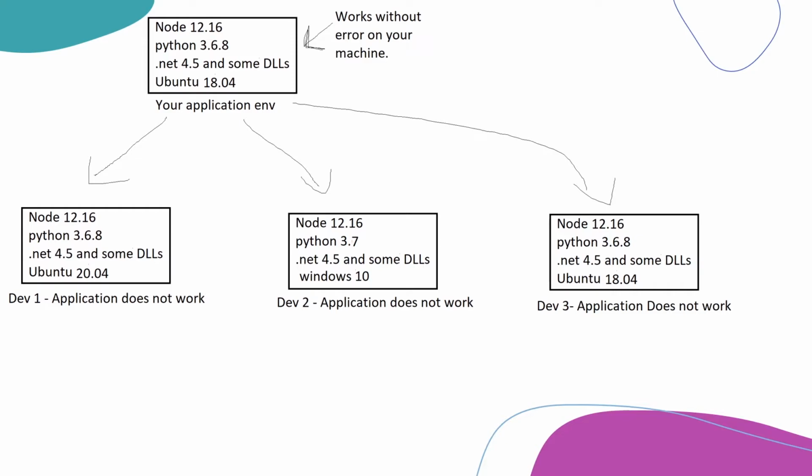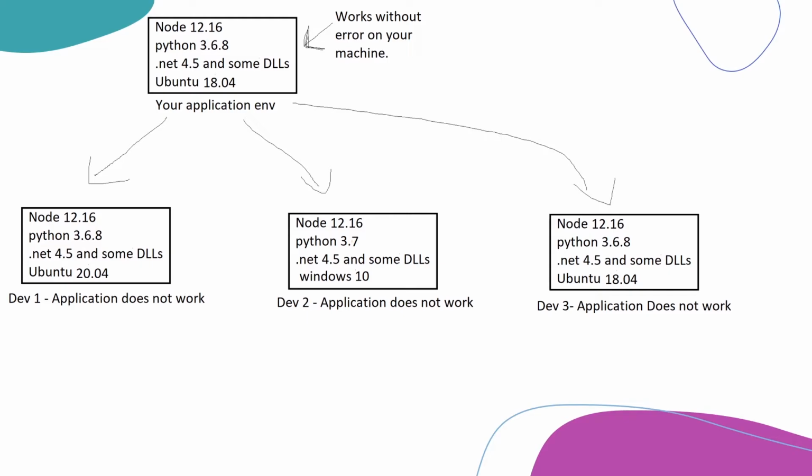Now you share that application with different developers. Developer 1 is using Ubuntu 20.04. Developer 2 is using Windows 10 and he is using Python 3.7. And developer 3 has the same system configuration as you have. Your application does not work on any of these machines. What will you do in such a scenario?